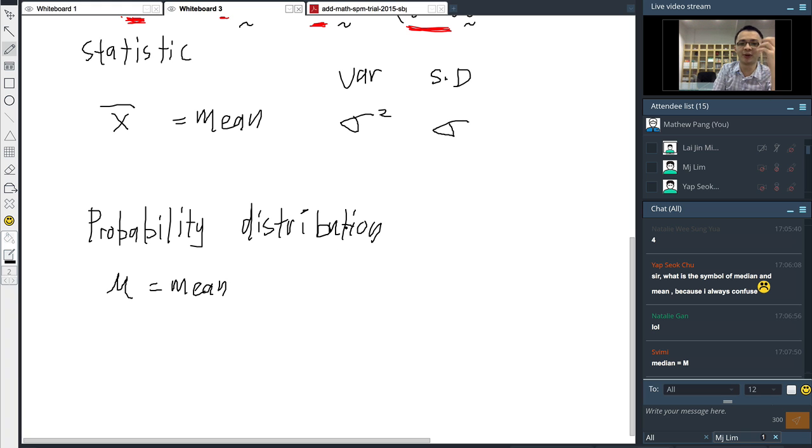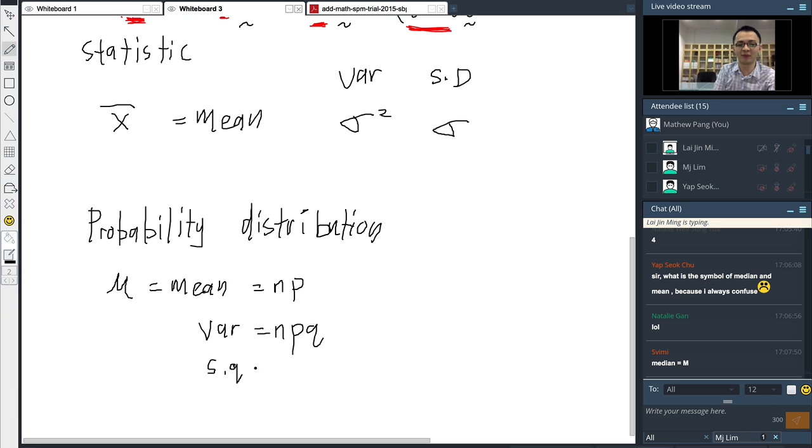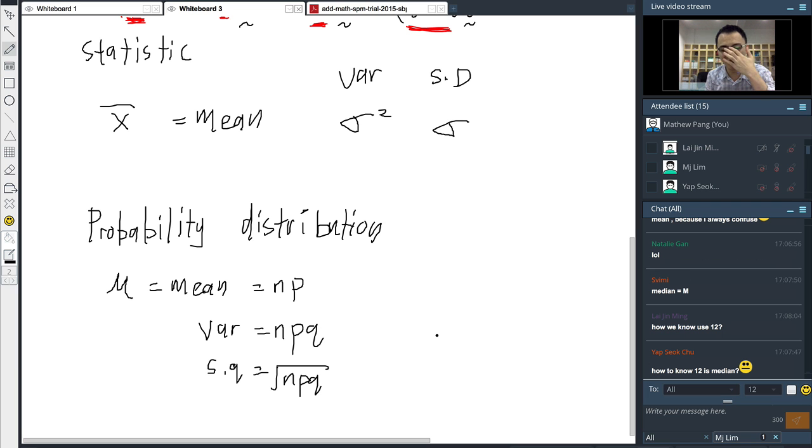Alright, but for probability distribution, you have the formula for mean lah. Mean will equal np, and variance will equal npq, and standard deviation will equal square root of npq. Yeah, median capital M. Maybe median is capital M. I never pay attention to the symbol for median.